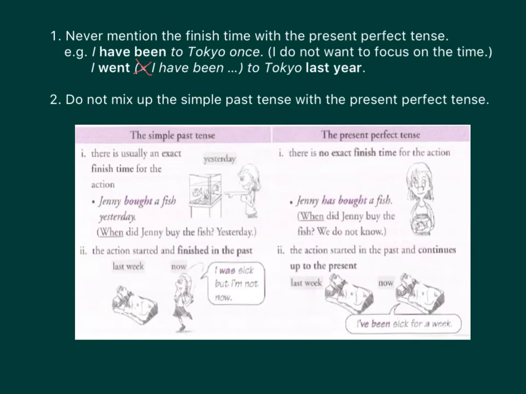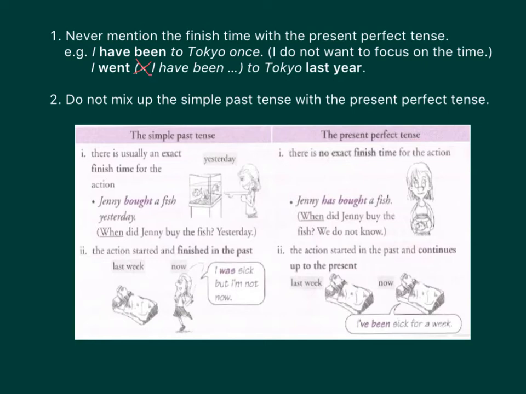2. The action started and finished in the past. For example, last week I was sick, but now I'm not. So you say, I was sick, but I am not now.